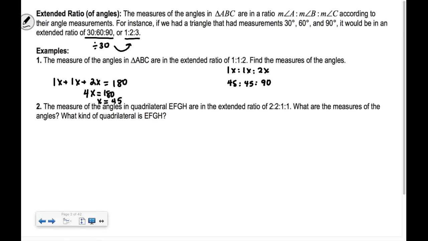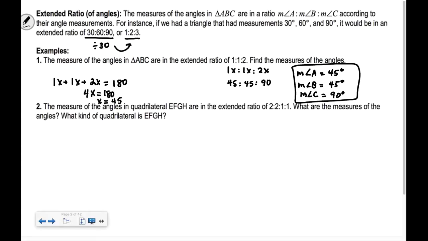So that's going to be the measures of the angles. It goes in the order that we talked about it. So we said the measures of the angles in A, B, C. So it's going to be measure of angle A is 45, measure of angle B is 45, and then measure of angle C is 90. Does that kind of make sense? So you put the x in, you write an equation to solve for x, and then you put the x back into the extended ratio.